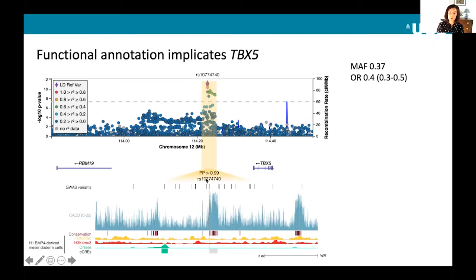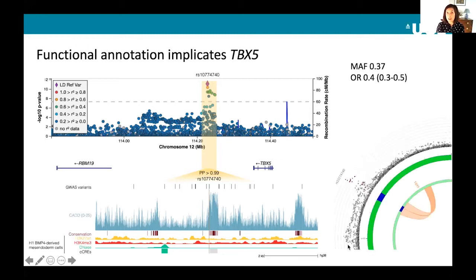Now, this variant falls in an intergenic region, so it's a non-coding variant, but was shown to intersect with a highly conserved region and actually had a pretty high CADD score for a non-coding variant of 15, suggesting that it is likely to be deleterious.